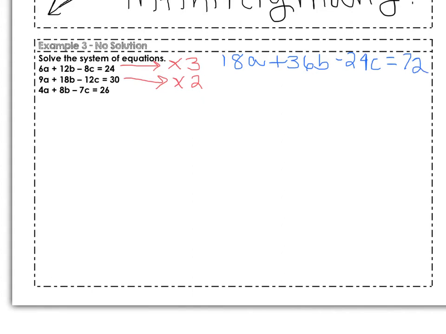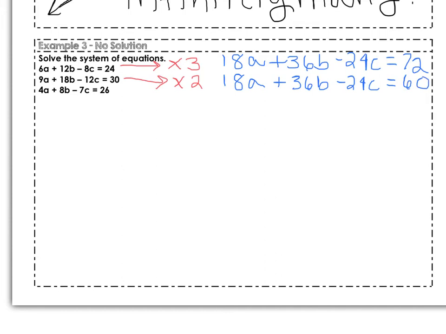Looking at the second equation where I multiply by 2, I get my 18a like I wanted. 18 times 2, well, that's going to be 36. Maybe you're starting to see what's going to happen. And then we're going to get a negative 24c because we multiply by 2. Now, the thing that's going to be different is 30 times 2 gets me 60.